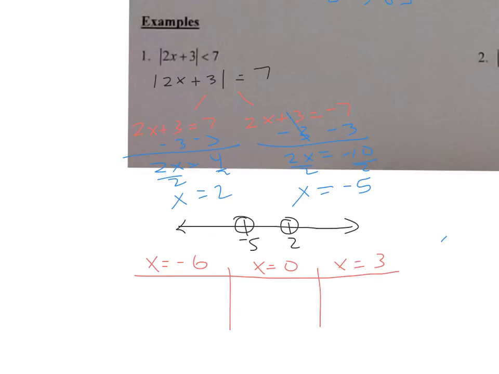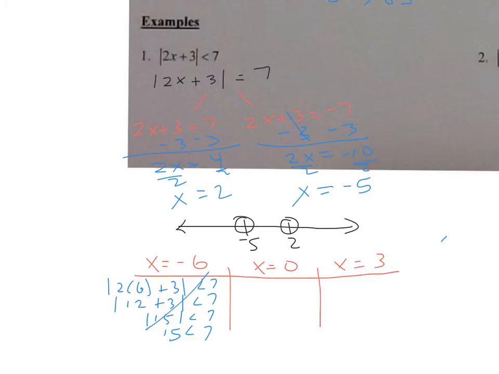You're going to plug it into the original. So that's going to be the absolute value of 2 times -6 plus 3. Is that less than 7? So it's the absolute value of -12 plus 3 is less than 7. -12 plus 3 is -9. The absolute value of -9 is 9. Is that less than 7? No, so I don't shade to the left.